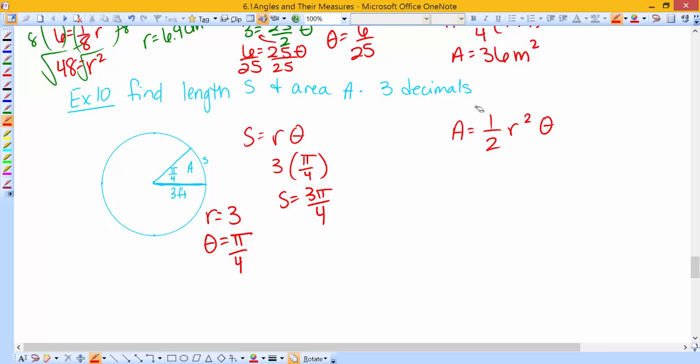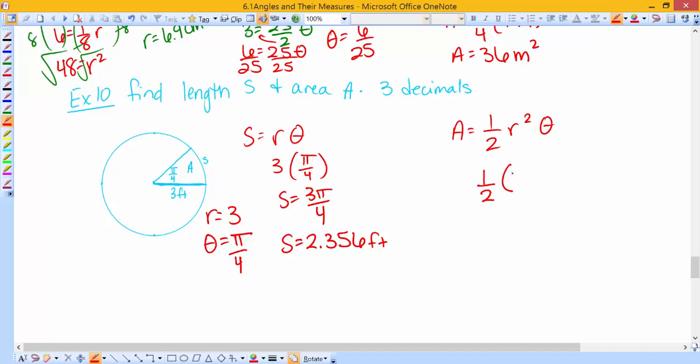But here it does tell me to use 3 decimal places. So I'm going to use 3 times pi, and then I'm going to divide that by 4. So I end with an arc length of 2.356. Looks like feet. And then I'm going to move on to the area.